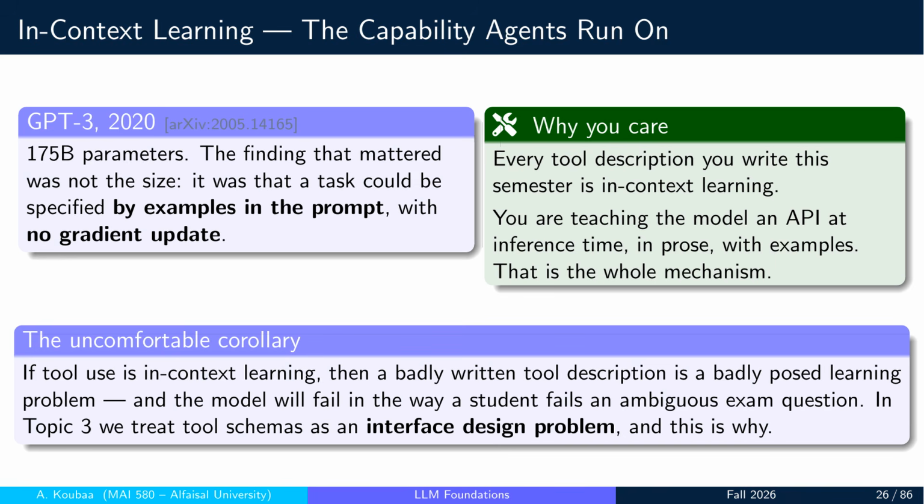In-context learning means the model adapts its behavior from examples and instructions placed in its current context without changing its parameters. Look at the left column. GPT-3 in 2020 had 175 billion parameters. But the finding that mattered was not the size. It was that a task could be specified by examples in the prompt with no gradient update at all. Nothing was trained. The behavior was requested.